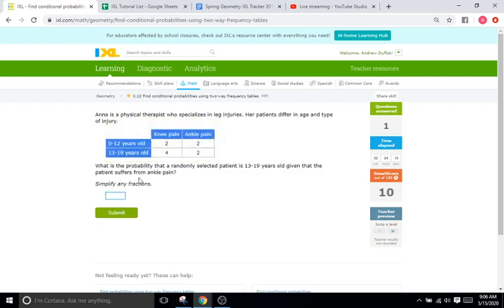What is the probability that a randomly selected patient is 13 to 19 years old, given that the patient suffers from ankle pain? So given that suffers from ankle pain, we'll go to ankle pain. How many suffered from ankle pain? That's going to be 4. So out of 4. And then the probability that a randomly selected patient is 13 to 19 is just going to be 2 out of the 4 for ankle pain. So it's going to be 2 out of 4, or just 1/2.